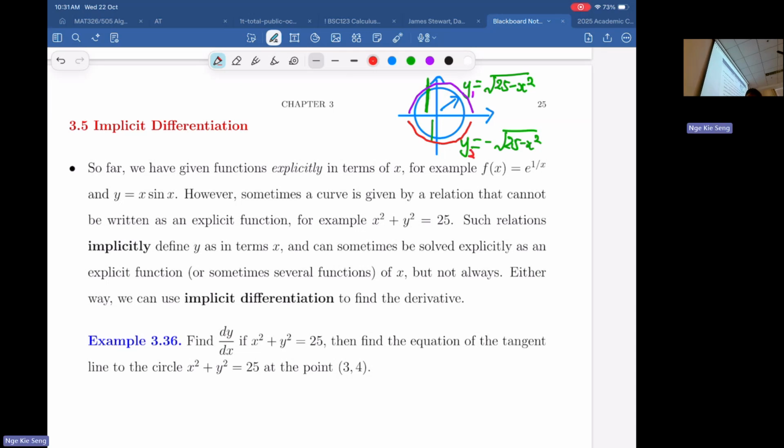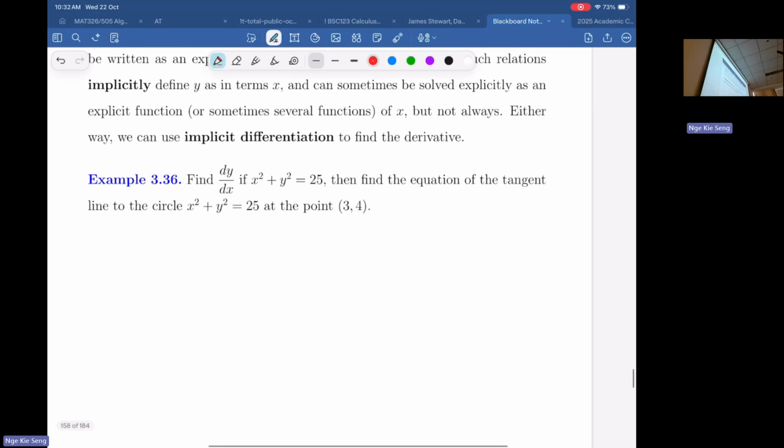But now we're going to teach you a method such that you can straight away differentiate this equation for y with respect to x. This is called implicit differentiation. Later I will show you why it works, using examples. We won't prove it.